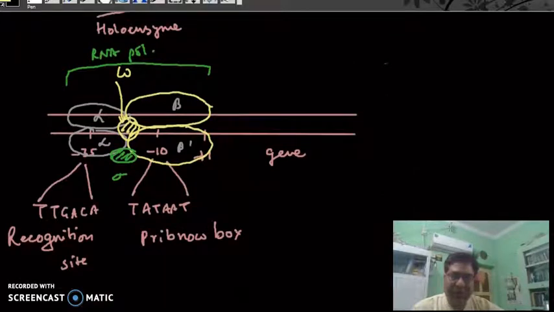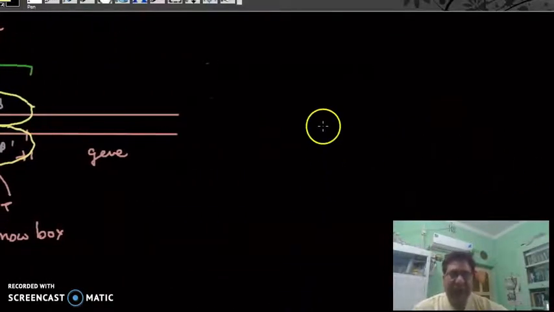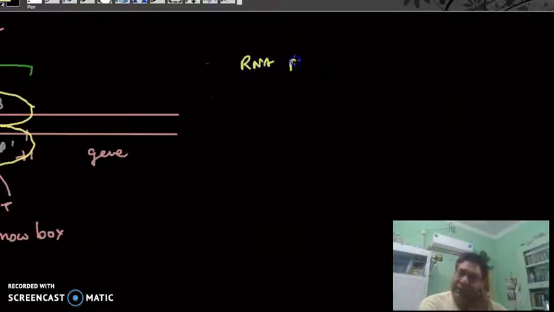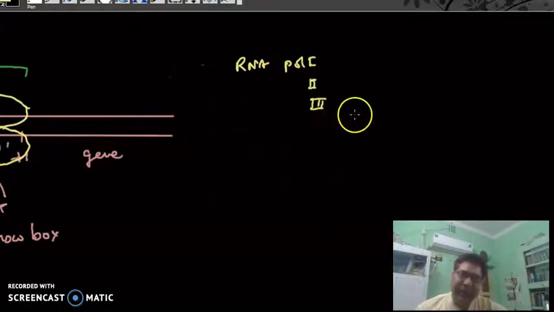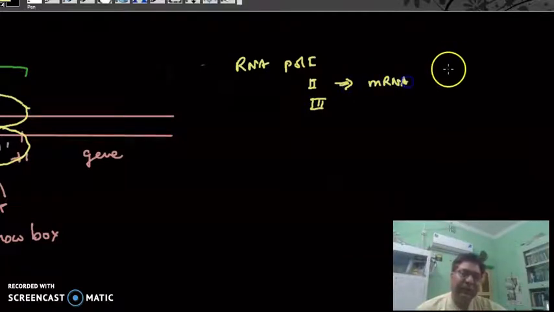Now let us talk a little bit about the eukaryotic RNA polymerase. In the eukaryotic system, we find there are 3 types of RNA polymerases: RNA polymerase 1, 2, 3. The RNA polymerase 2 is basically responsible for mRNA synthesis, messenger RNA synthesis. And RNA polymerase 1 is responsible for ribosomal RNA synthesis.